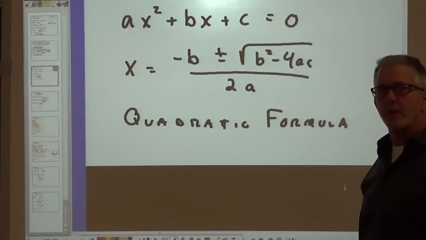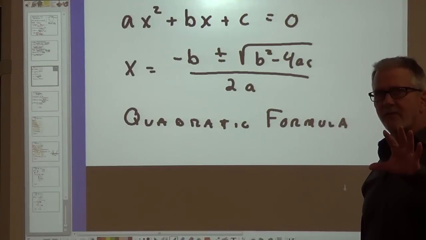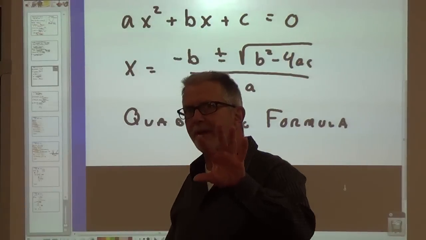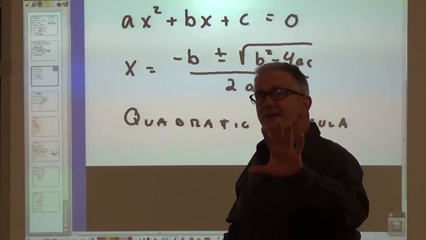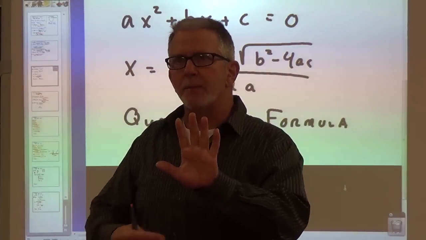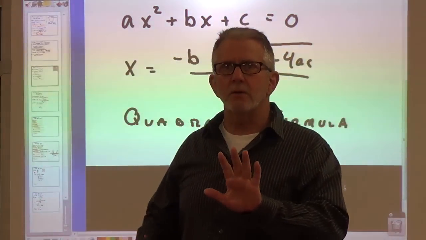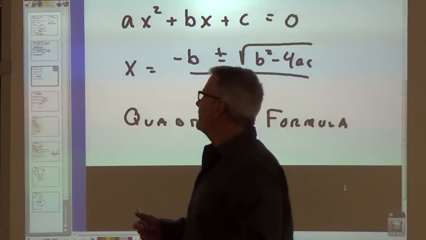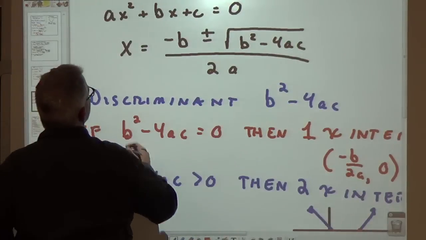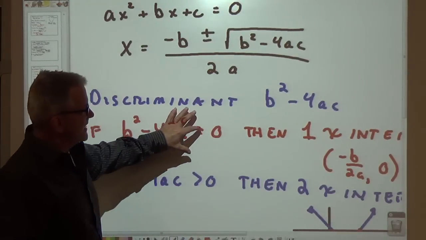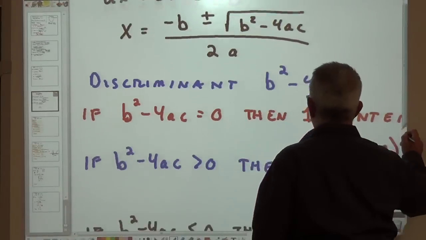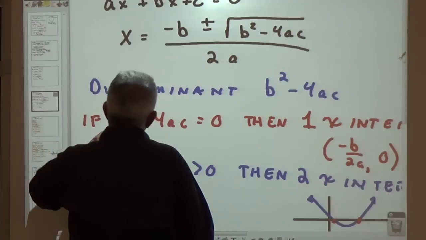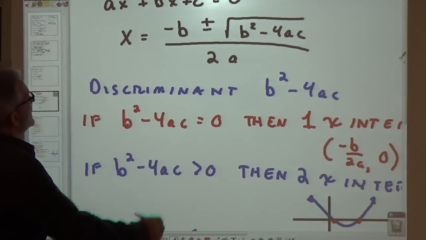That's the quadratic formula. I'm going to look at the discriminant of the quadratic formula, and I'm going to use the discriminant to tell me the nature of the zeros, the x-intercepts, of the quadratic. Next slide, please. So here's the discriminant.